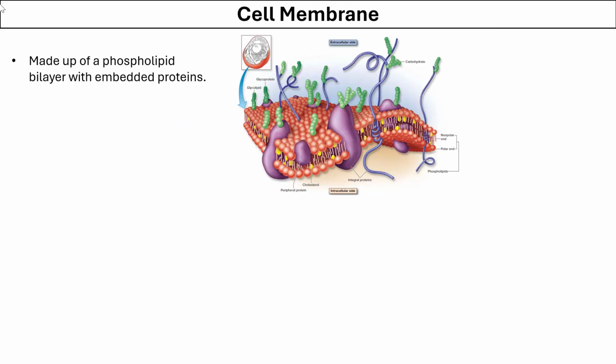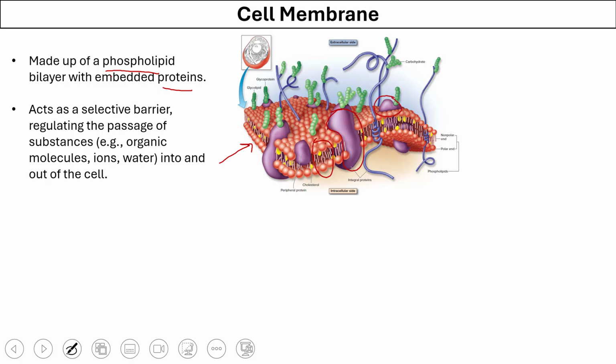The first structure that we'll talk about is a plasma membrane or the cell membrane. So this is the membrane of cell. It is made up of phospholipids, the structure that you're seeing here, and embedded proteins. So these are the proteins which are embedded in plasma membrane. Plasma membrane creates a selective barrier. It only allows certain things to pass inside the cell and only certain things to leave the cell and get outside.